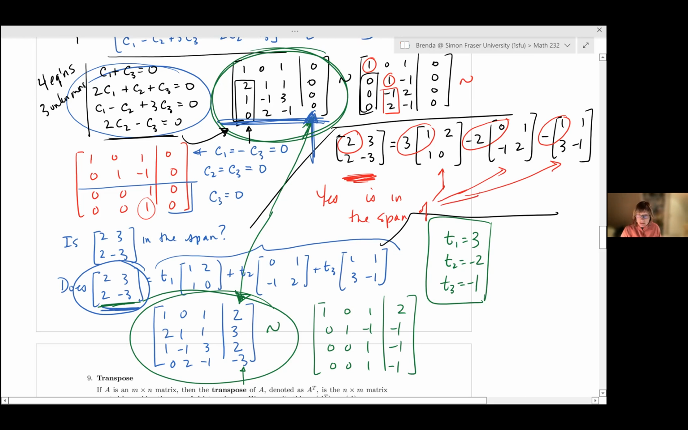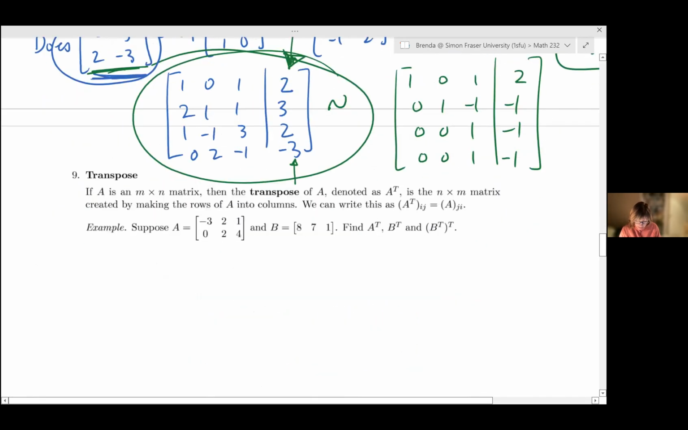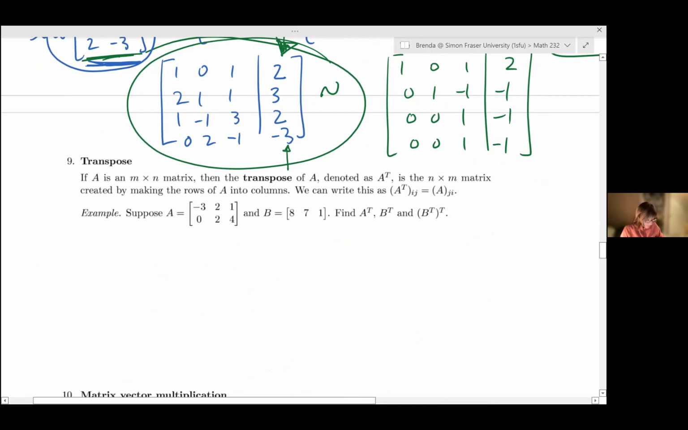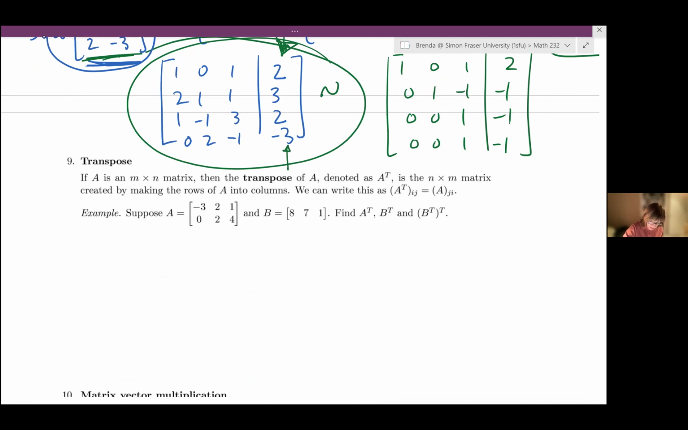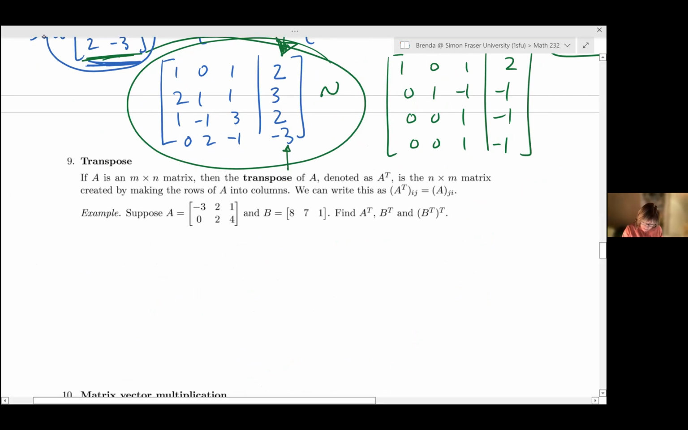It's exactly like it was for vectors, except that we are dealing with a slightly different object. Right, the next thing we're going to touch on here, and we're going to use this more later in the course, is what a transpose is. A transpose, which we denote by A with a capital T superscript, is the n by m matrix, notice these are in the opposite order, created by making the rows of A into columns. Okay, so this is simple once you see it.